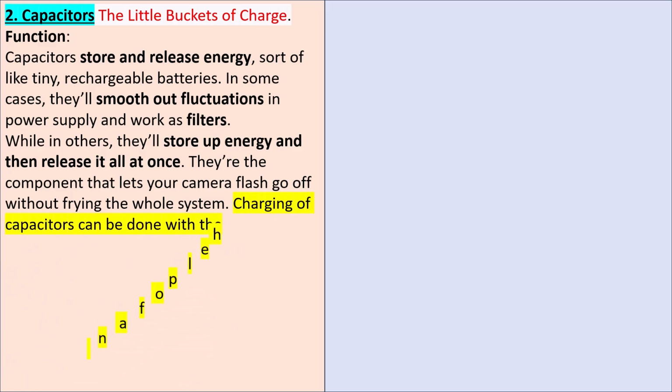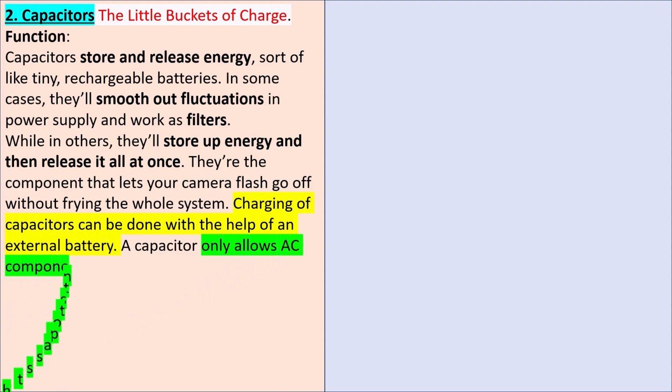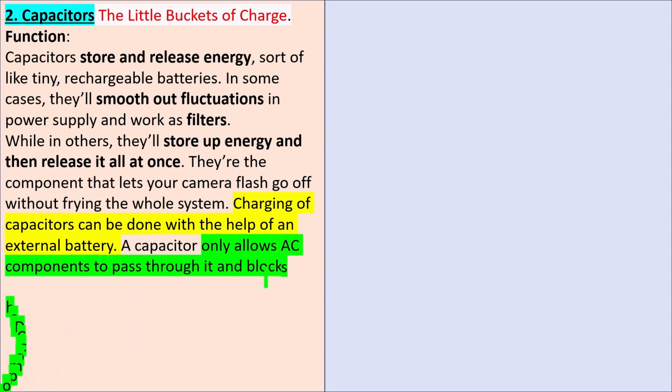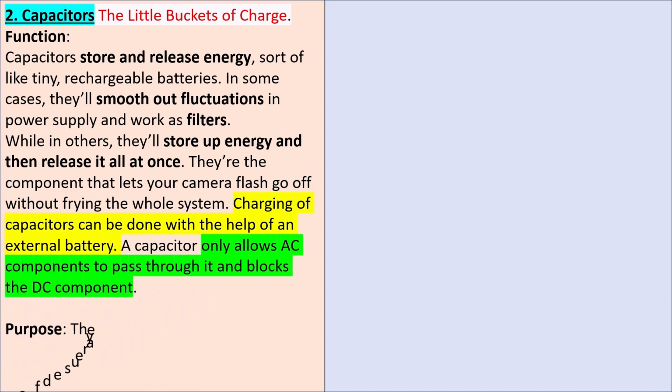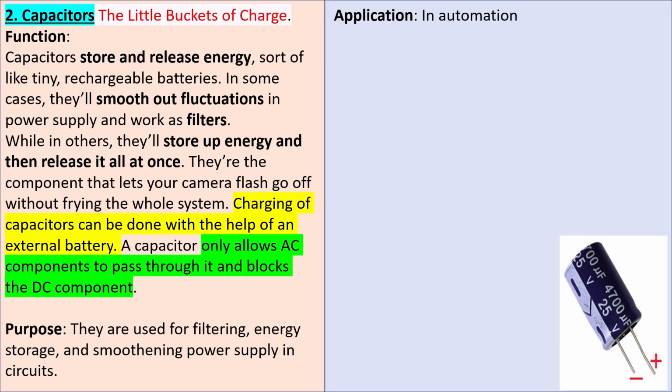Charging of capacitors can be done with the help of an external battery. A capacitor only allows AC components to pass through it and blocks the DC component. Purpose: they are used for filtering, energy storage, and smoothing power supply in circuits. There's a picture of a capacitor.